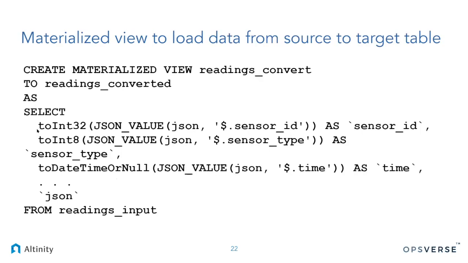We have the materialized view, which we create, which is going to go ahead and actually, every time something is put into that input table, it will run this select that you can see here. It will pull the data out and put the results automatically into the target table, which is readings converted. So this is a very powerful feature, a very commonly used transformation. When people are loading data, you can almost think of this as constructing a mini pipeline within ClickHouse itself.